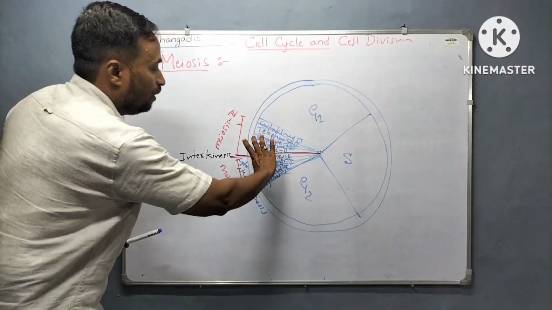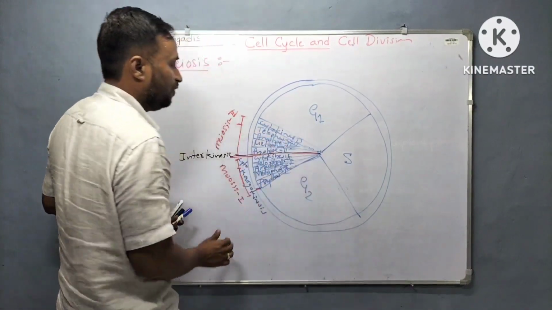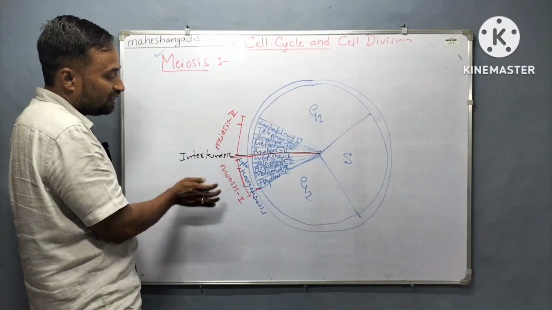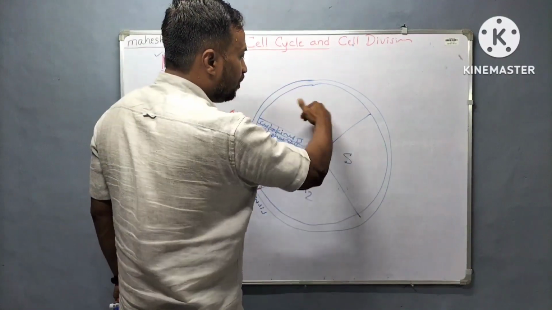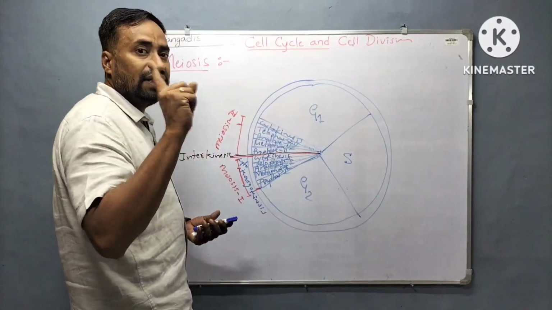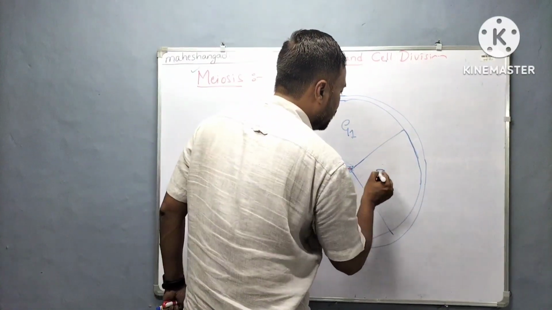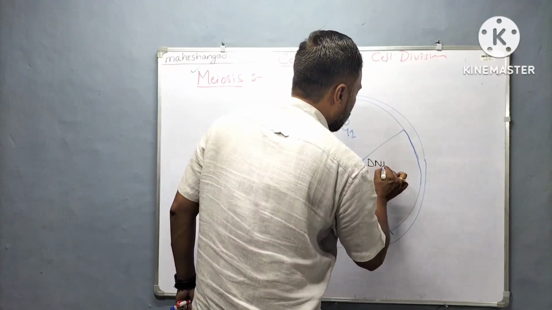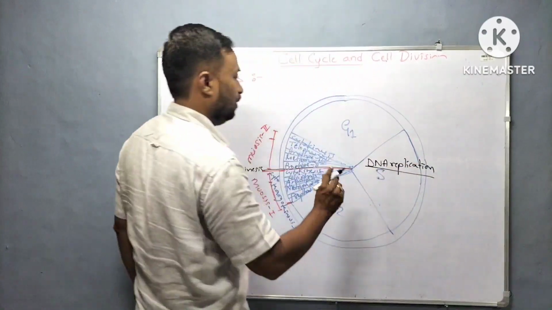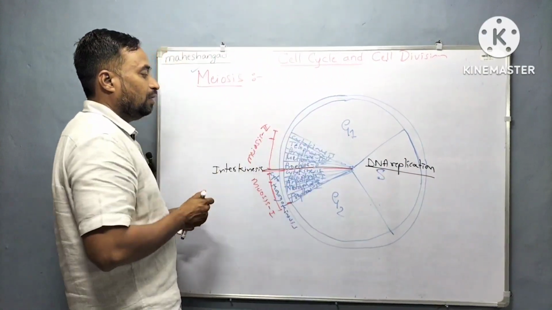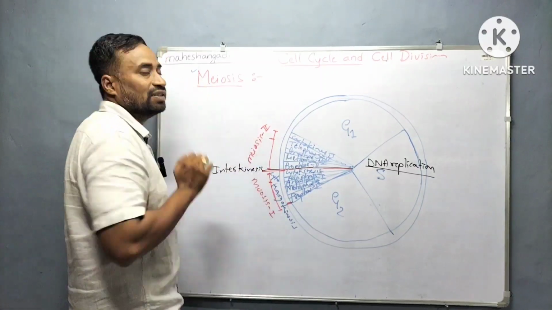Okay, this is a big difference between mitosis and meiosis. In mitosis there is a single M phase, but here in meiosis there are two M phases, that is meiosis 1 and meiosis 2. Remaining all phases are the same. Here also there is a single DNA replication, and that single DNA replication takes place in S phase. Okay, these are all the points regarding the introduction to meiosis.